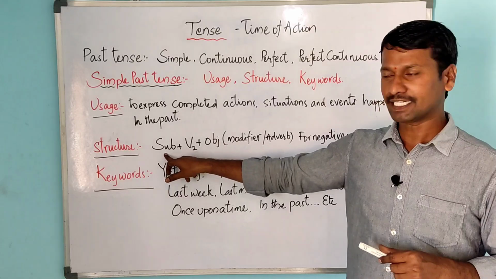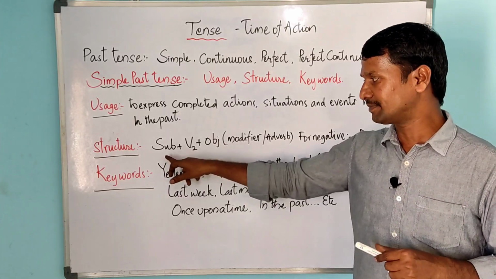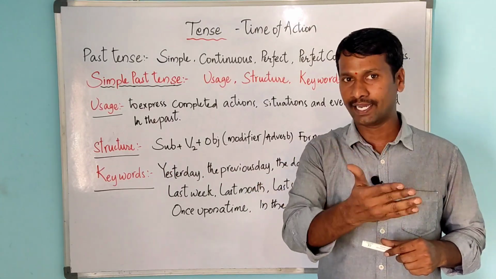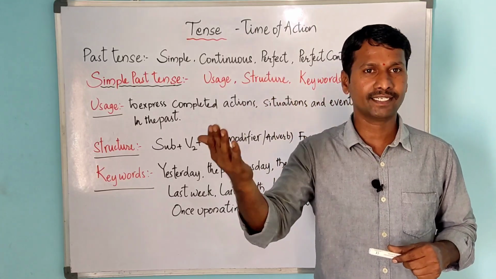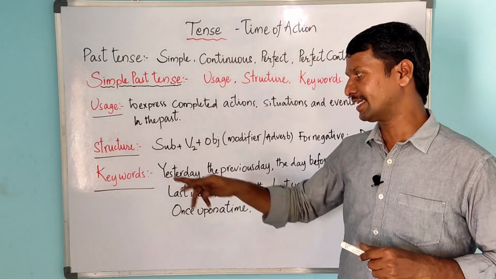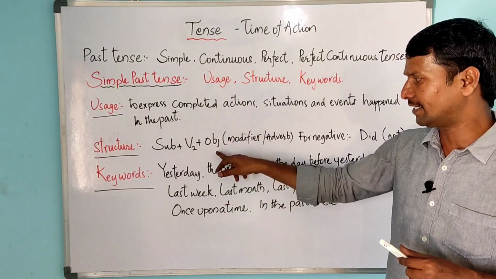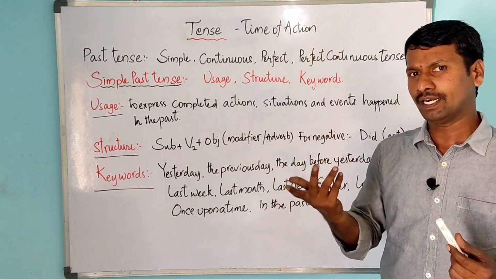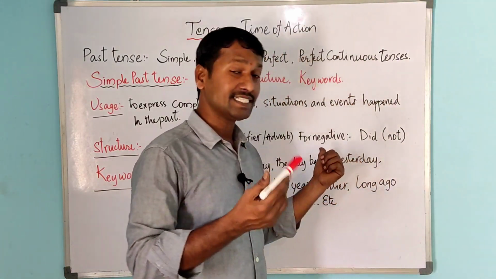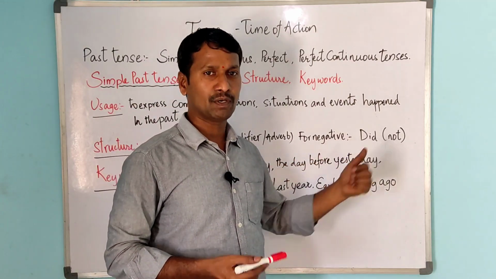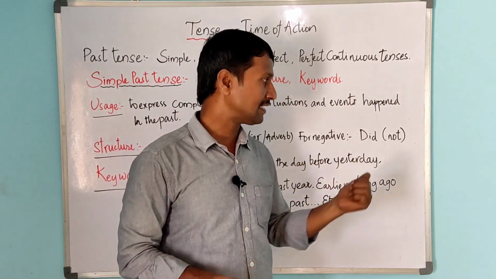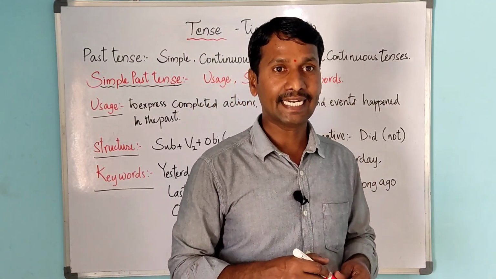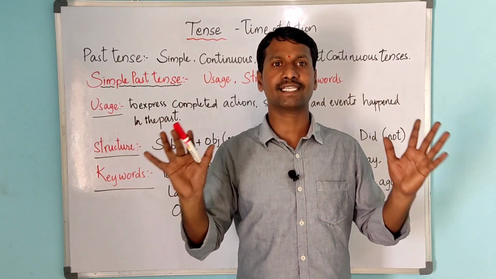That is, subject plus V2 plus object. Subject is the doer of the action. We know: I, we, you, they, he, she, it, and name singular and name plural will be taken as subject. Then the second form of the verb, and at the end of the sentence it could be an object, modifier, adverb, whatever. And when we make the sentences negative, we use the helping verb did for the positive expression, did not for the negative expression, for all the subjects equally.